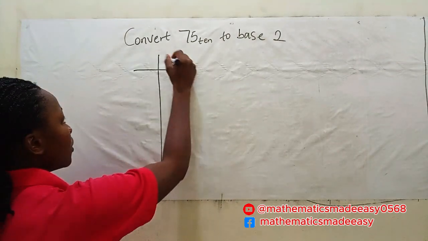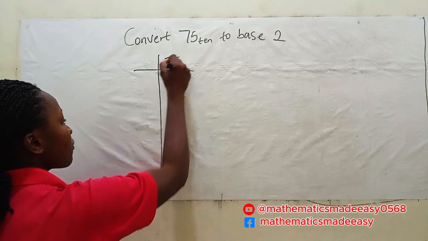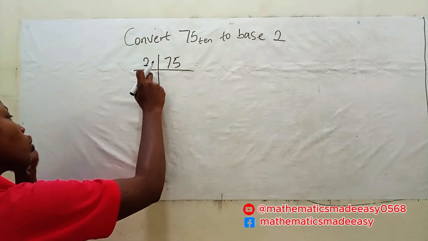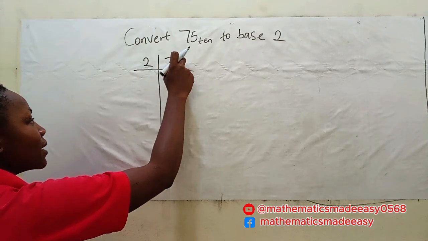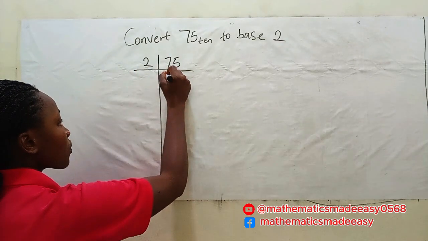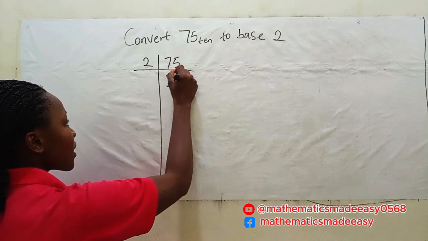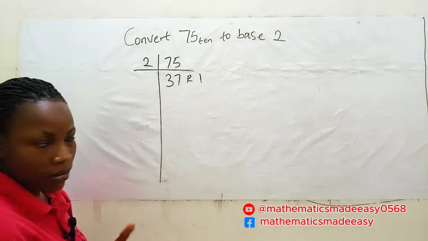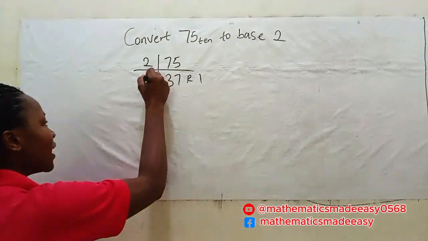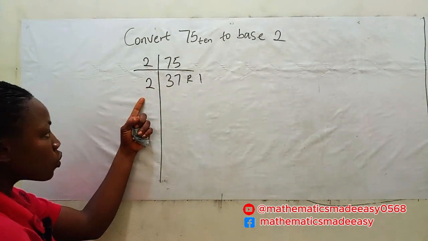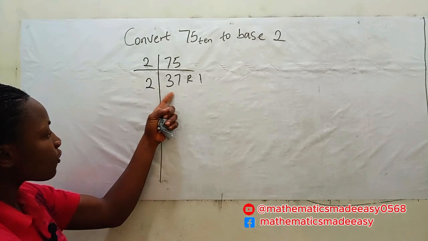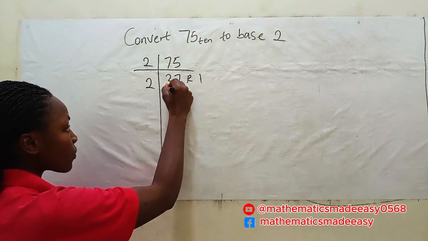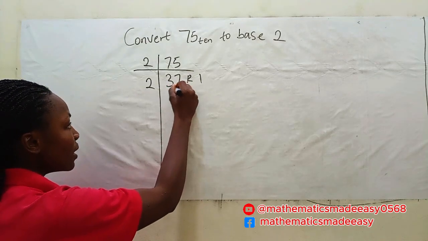Here we have our 75, our 2. How many 2 can we find in 75? That is 37, remainder 1. Then we'll divide again using 2. How many 2 can we find in 37? That is 18.